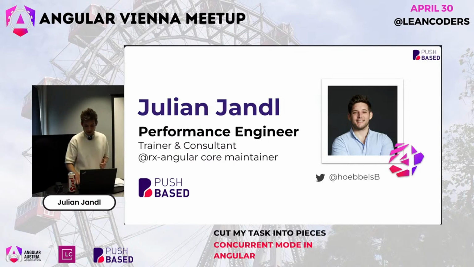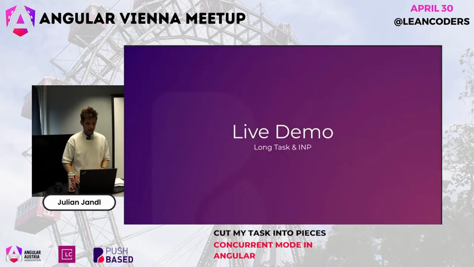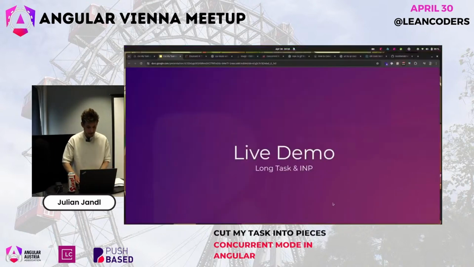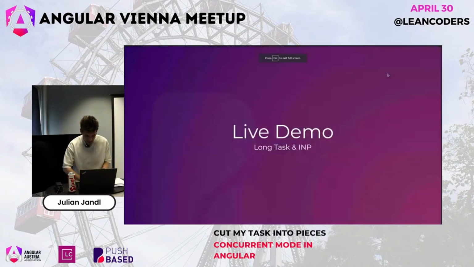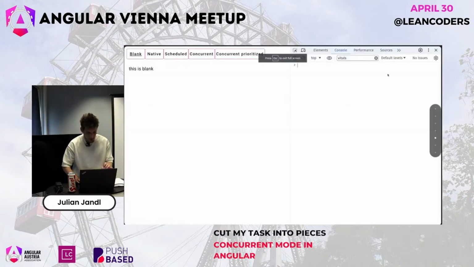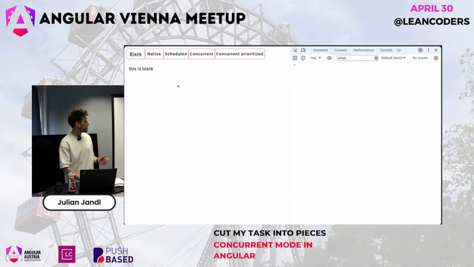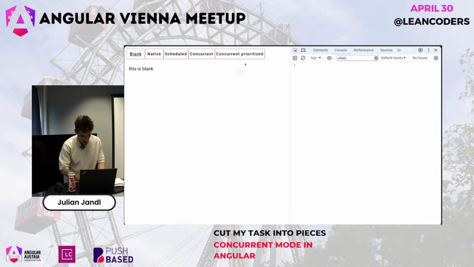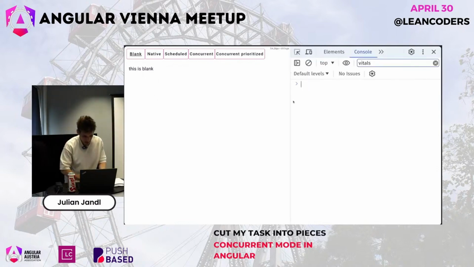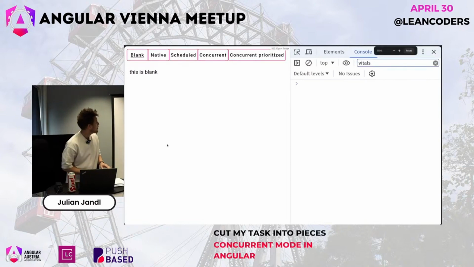So without further ado, let's go into a live demo about INP and long tasks. I want to go back here, because I can just switch to here, where we have this beautiful demo application where it currently says this is blank. Is it readable? This part is crucial for the back rows. Otherwise I can just zoom in a little bit. Let's zoom in that one and also that one.